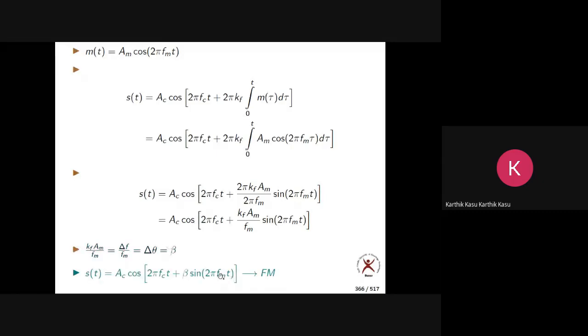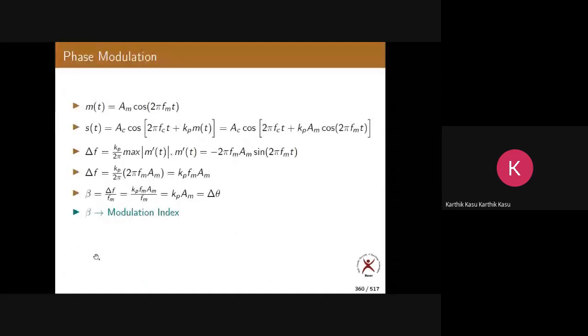So finally, this is the equation of frequency modulation: s(t) = Ac cos(2 pi fc t + beta sin 2 pi fm t). Now here, what is the beta value? Kf Am by fm. Please remember. So beta value in case of FM is Kf Am by fm. What is the beta value in case of phase modulation? Kp Am. So the notation of modulation index is the same, that is beta, in case of phase modulation as well as in case of frequency modulation.